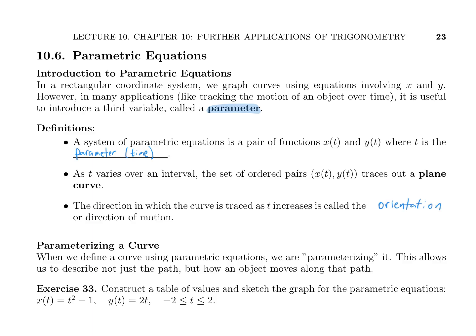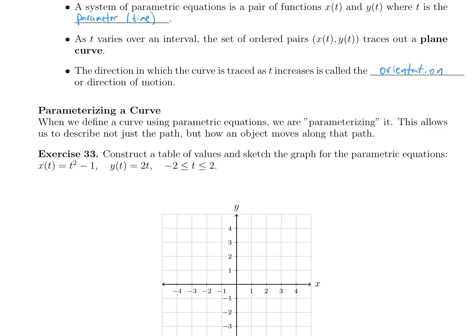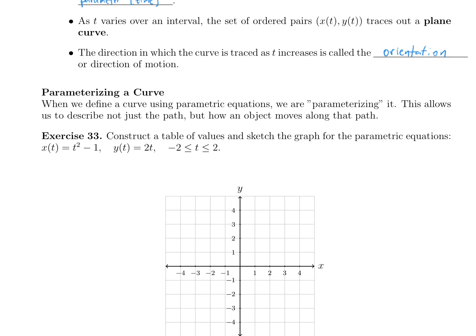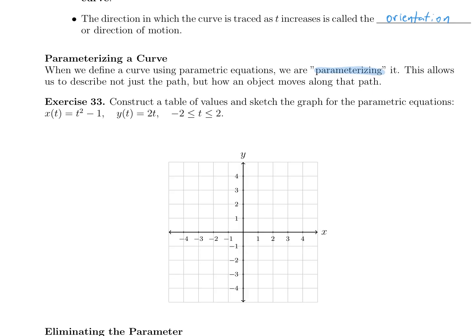Okay, let's continue. So we're going to parameterize a curve. When we define a curve using parametric equations, it's called parameterizing it. So that's what we're going to do. We're going to parameterize an equation using the parameter t. All right, so it's going to describe not just the path, but also the direction in which the path is being formed.